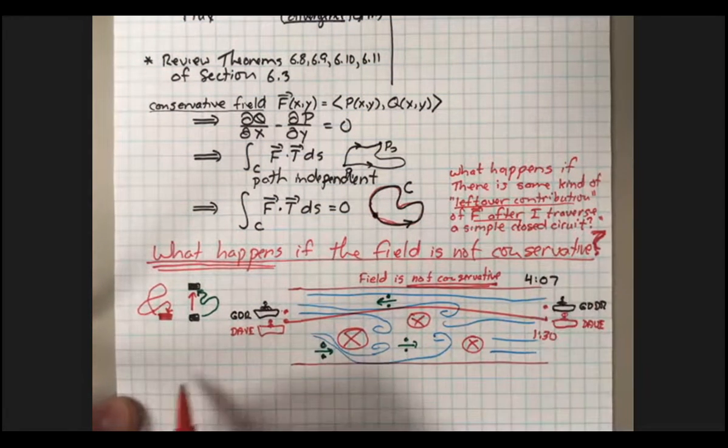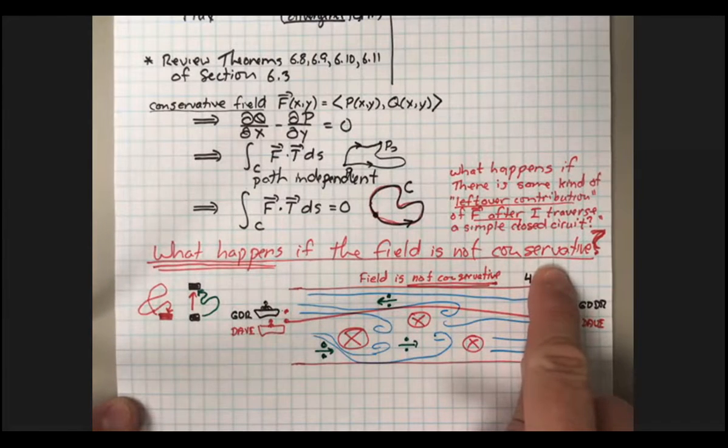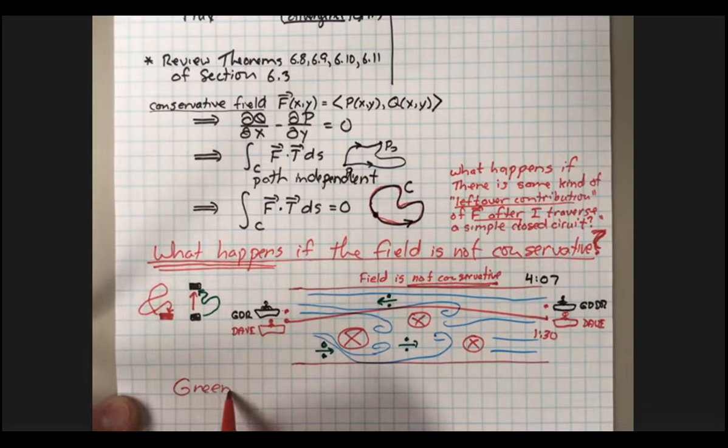And the answer to both questions, what happens if the field is not conservative, was discovered, or described neatly, by the English physicist Green. This is called Green's theorem. Green's theorem answers these questions.